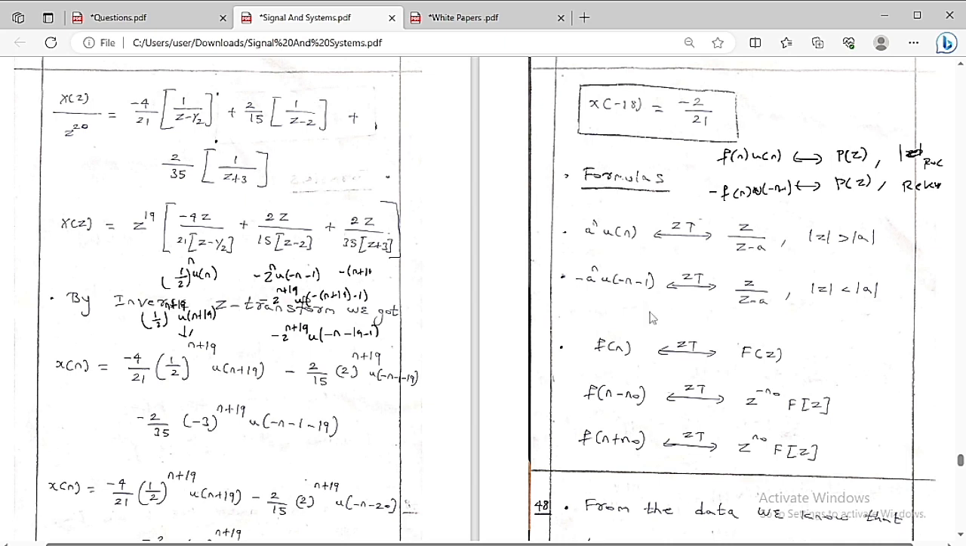So what are we going to get? Minus of minus 3 to the power of n u of minus n minus 1. But there is a z to the power of 19 as well, so n becomes n plus 19. We get minus of minus 3 to the power of n plus 19 u of minus of n plus 19 minus 1. If you simplify, minus of minus 3 to the power of n plus 19 u of minus n minus 19 minus 1.